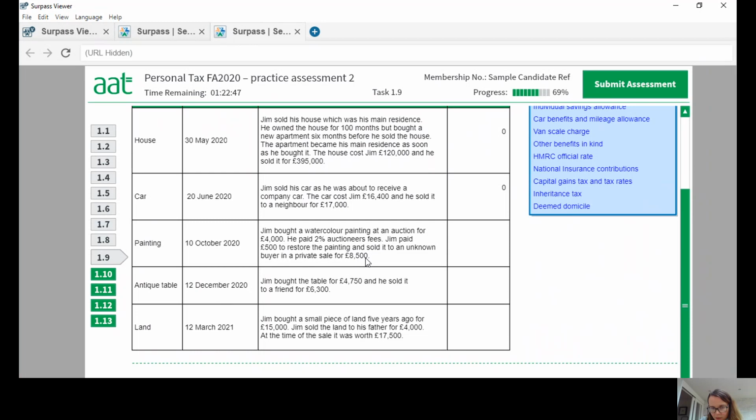The 5/3 rule says you work it out normally first of all. So I'm going to say 8,500 minus 4,000. 2% auctioneer's fees on that is 80, so minus 80 as part of the cost. And paying restoration fees is adding value to the asset, so that would count, so minus 500. So 8,500, take away 4,000, take away 80, take away 500 is 3,920. Make a note of that.